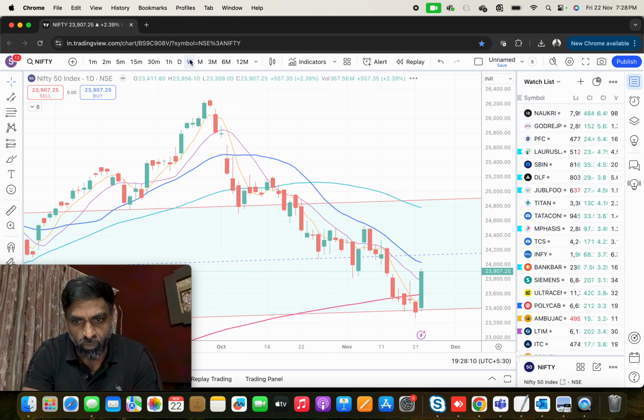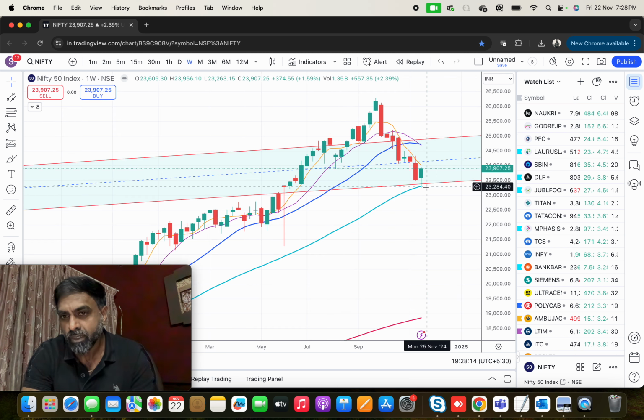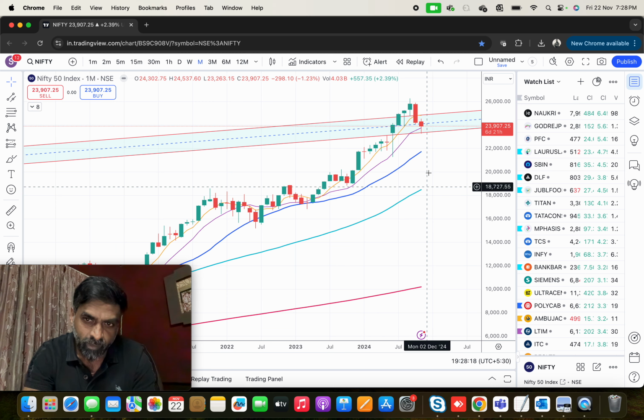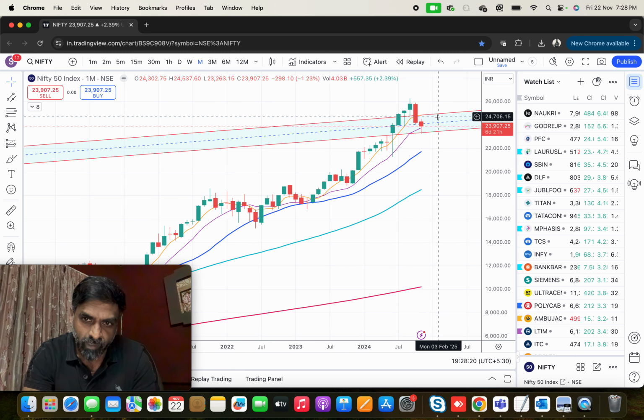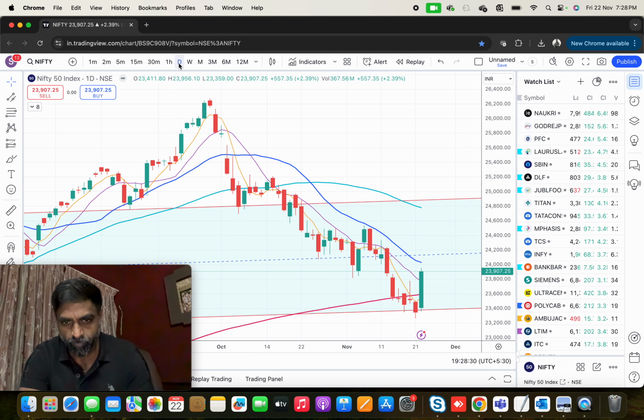Now, even if you go to the weekly, there was a 50 moving average, and from there also it started reversing. And in the monthly, obviously there is a 10, which it touched, and eventually we need to see whether this will touch, because it's still high. But anyway, let's see. Now let's go back to daily.